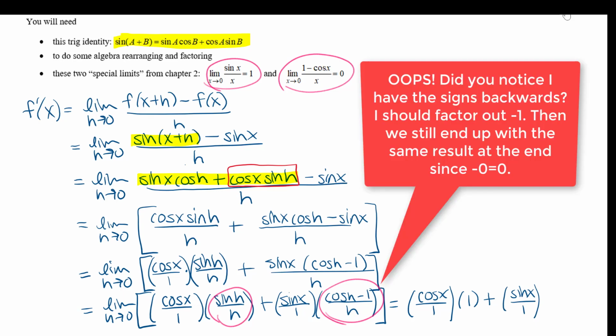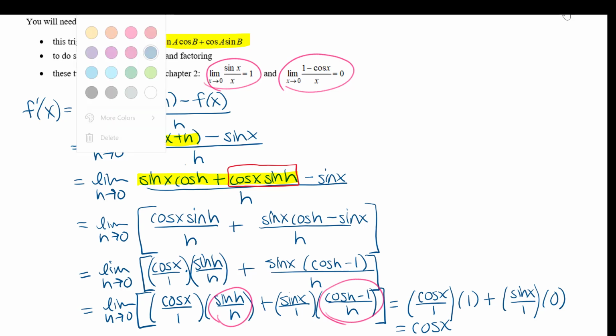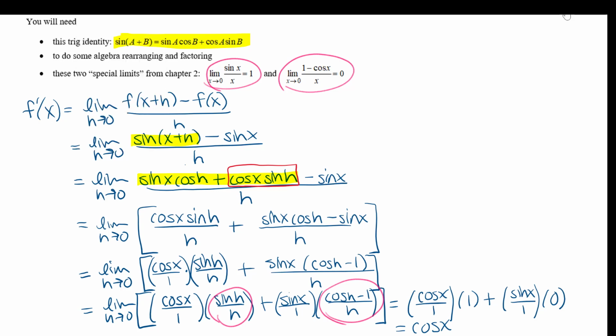And then the second special limit that I've circled there, if we look in the hints up above, that limit is 0. And then if I just simplify all this, looks like what I get here is just cosine of x. Okay, so what that tells us is that I don't have to go through this anymore. If I can just memorize that the derivative, I'm going to write it over here, the derivative with respect to x of sine of x is cosine of x, then I don't have to go through this every time. And so that's probably easier. Memorize that derivative, and then we don't have to go through this.